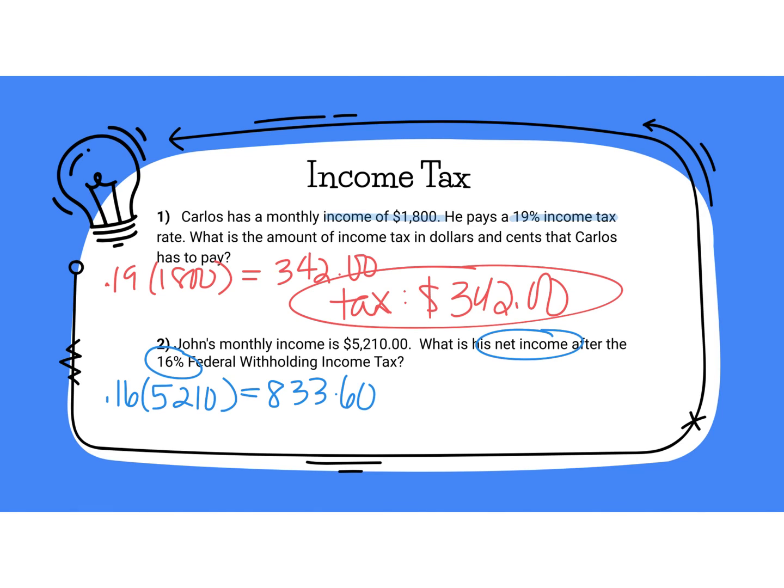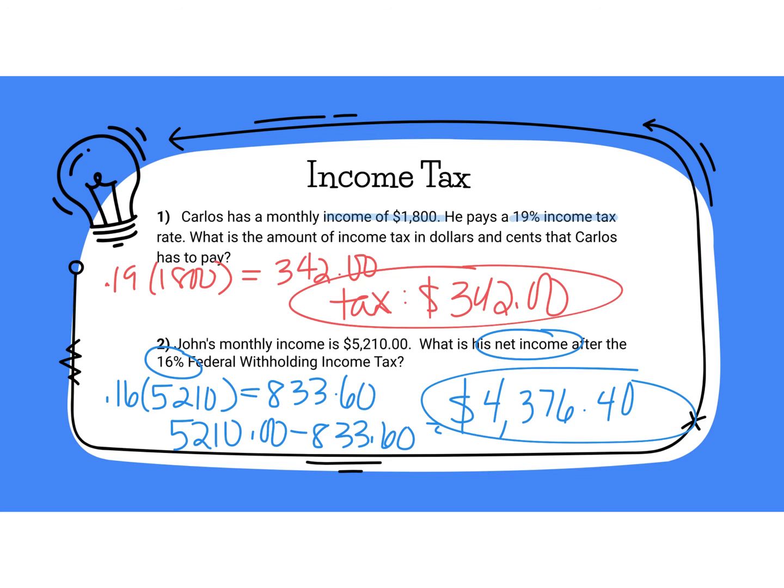Once we figure out his tax amount, we then subtract it from his income. This leaves us with $4,376.40, which is John's monthly income once the federal taxes have been withdrawn, and this is called his net income, what he actually takes home each month.